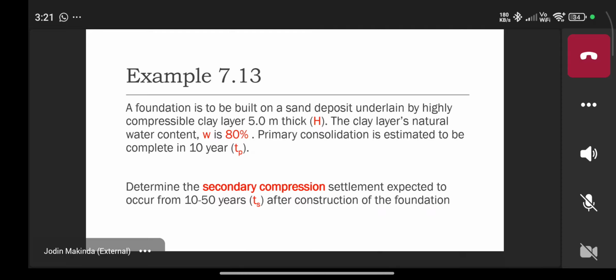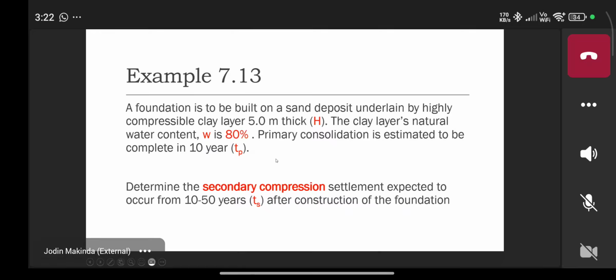So in this example, a foundation is to be built on sand deposit underlain by compressible clay 5-meter thick. The natural water content is 80%. Primary consolidation stops in 10 years. What is the secondary compression between 10 to 50 years?